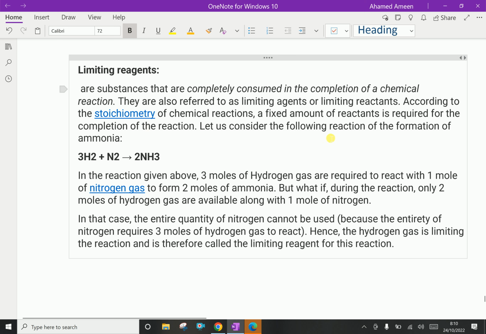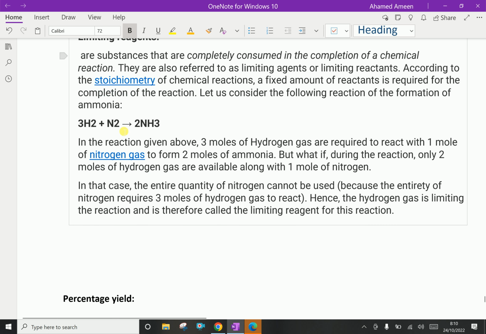Let us consider the following reaction, the formation of ammonia. Here, to form ammonia, we need 3H2 plus N2 gives 2NH3. That means 3 parts of hydrogen and 1 part of nitrogen give 2 parts of ammonia. The reaction requires 3 moles of hydrogen gas to react with 1 mole of nitrogen to form 2 moles of ammonia.